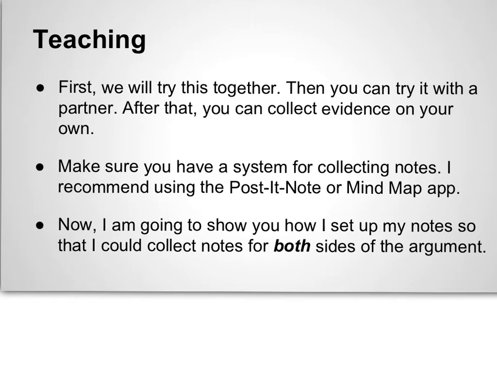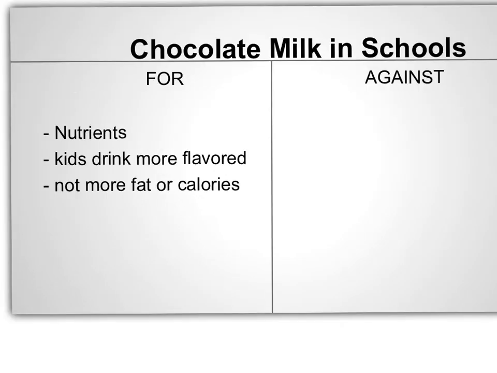I'm going to show you how I set up my notes so that I collect notes for both sides of the argument. Remember, I am collecting information based on both sides. The side that I choose and then the other side. So here's an example of how I would take my notes. As you can see, I have my topic here, which is chocolate milk in schools. This is the topic that I chose that I'm going to use to show you how I write my argument.